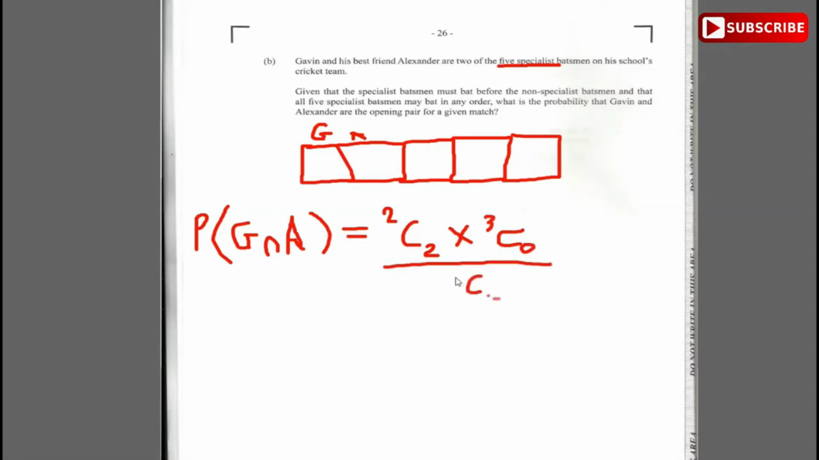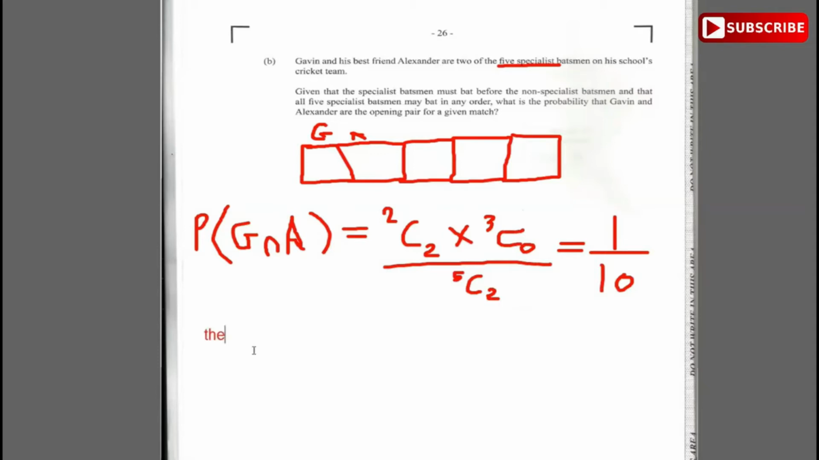That will give us the total possible opening combinations. And so that works out to be 2 choose 2 times 3 choose 0, divided by 5 choose 2. And so there's 1 over 10. So there's a 10% chance Gavin and Alexander will be the opening combination.